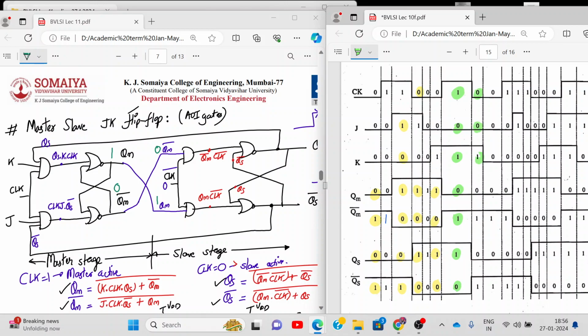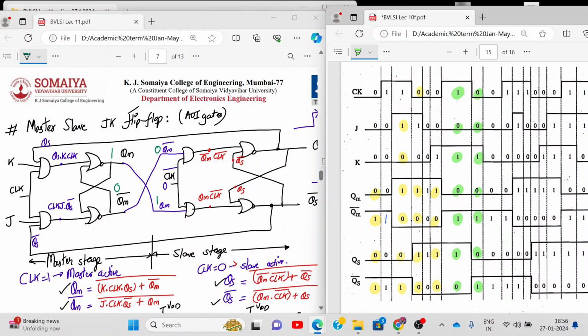Now again clock is 0. J and K state are not changing. So QM master output will remain same. But what about the slave output? Because अभी active हो गया ना. Clock is active. So it will take the inputs. And what are the inputs? 0 1. So 0 1 के लिए वो क्या देगा? 0 1. Got it? It will reset ना. Reset means 0 1 हो गया ना.